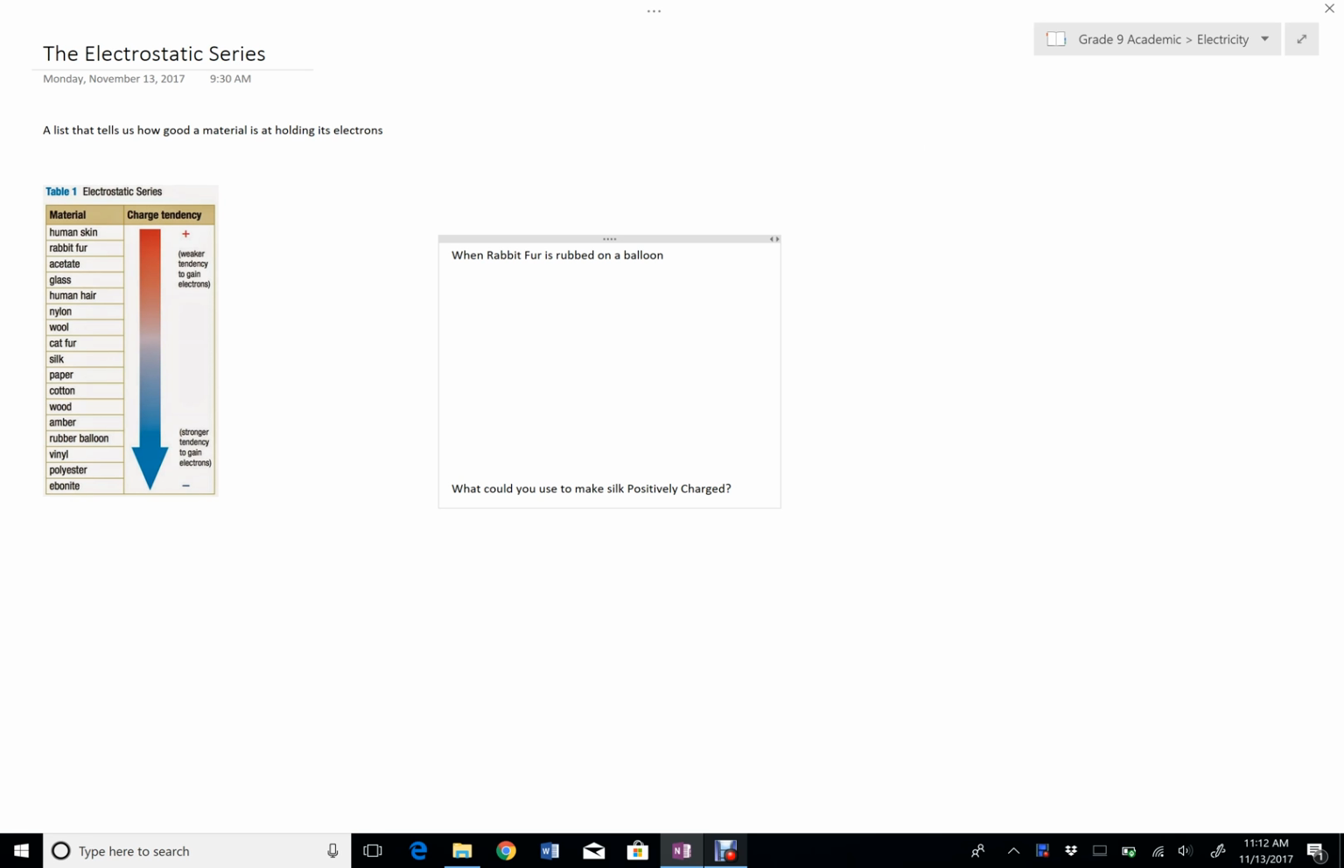The electrostatic series. So the electrostatic series is a list that we can use to determine who's the best at holding on to their electrons and who's the worst at holding on to their electrons. The way that this electrostatic series is organized, the materials on the bottom are very good at holding on to their electrons.